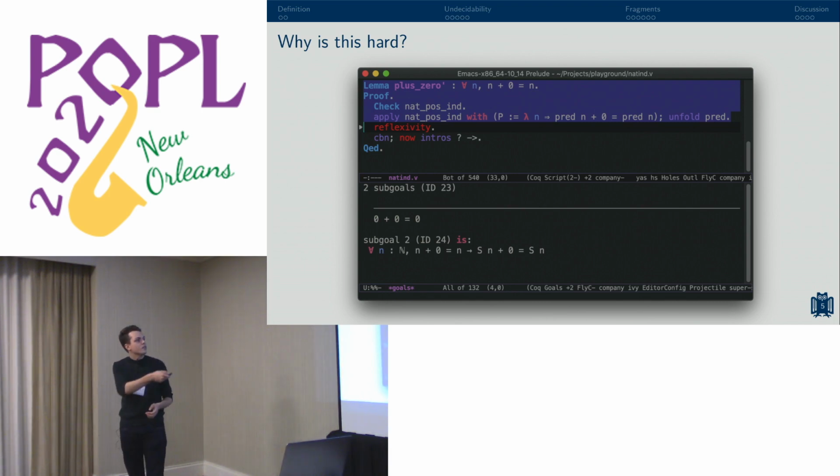And here you can see it's not that easy to actually infer the right predicate. So to see that this will still make both sides convertible, you will have to do quite a bit of reduction and unfolding. But it works.